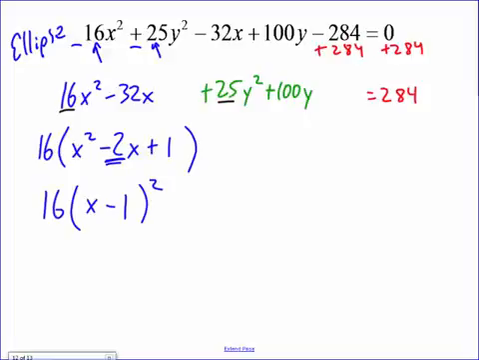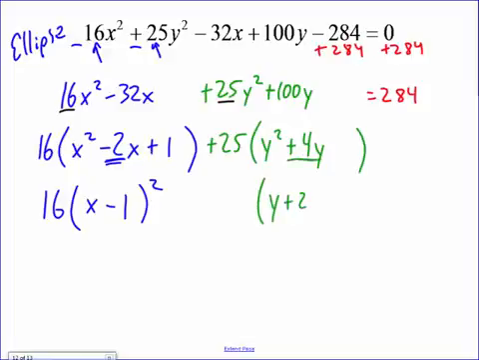Okay, and then I got to do the same thing to my green guy. So I'm going to factor out a 25. So I have y squared plus 4y. And to complete the square, I got to take half of 4, which is 2. So really this is going to be (y plus 2) squared.